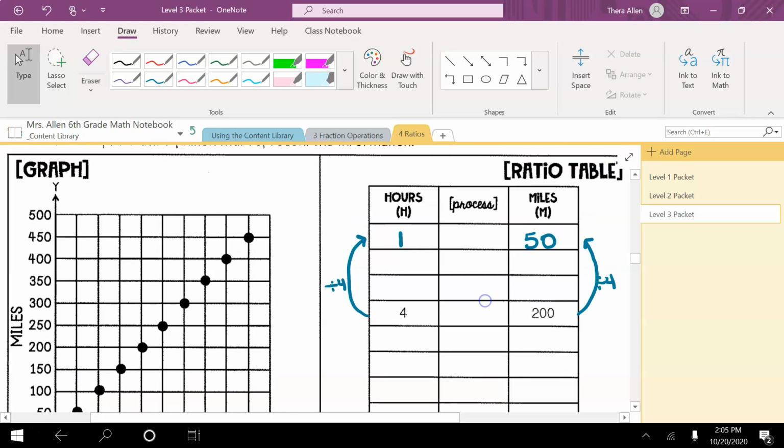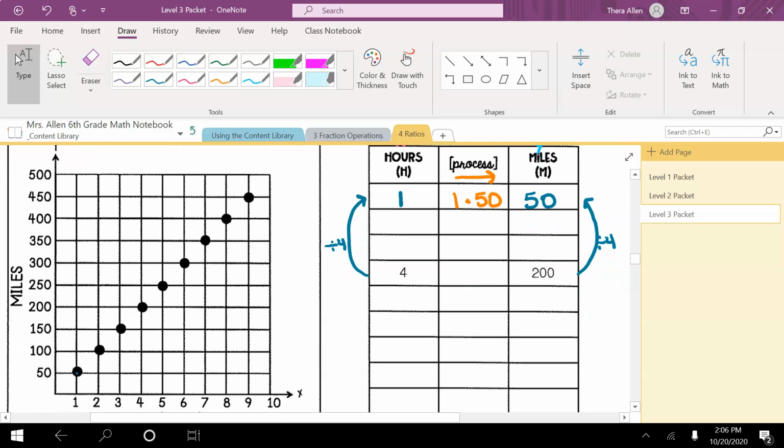Now let's look at the process. Remember, the process is telling me what's happening across. Also remember that this is our x-axis. This is our x-axis and this is our y. Okay, let's look at the process. To go from 1 to 50, I am multiplying the hour, which is 1, times 50.